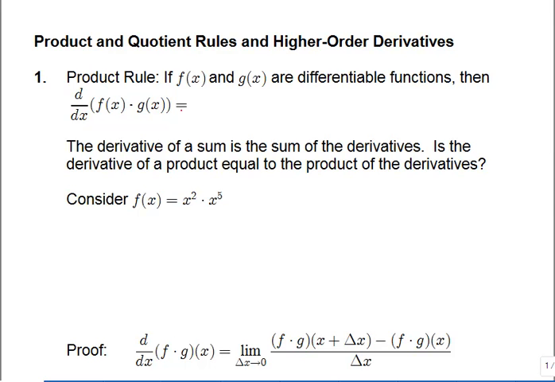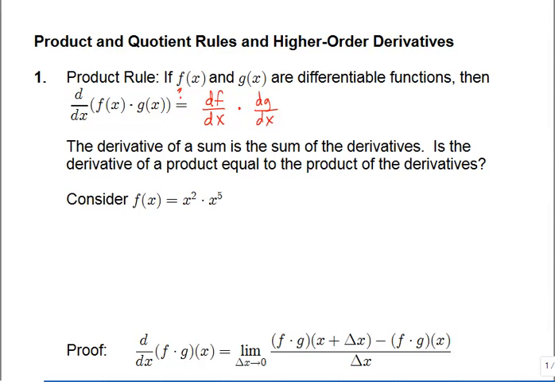So one good guess for what the product rule should be is that you would take the derivative of the first function f, which we could write as df dx. Then we could take the derivative of the g function, which we could write as dg dx, and then just multiply the two results together. Now, I'm not claiming that that's what the product rule is yet. Let's see if this works.